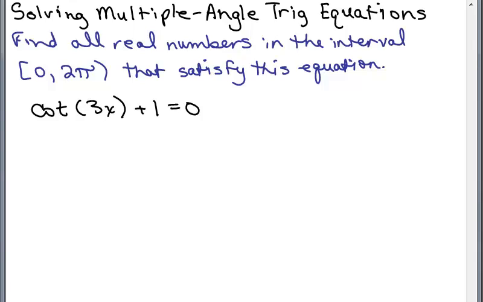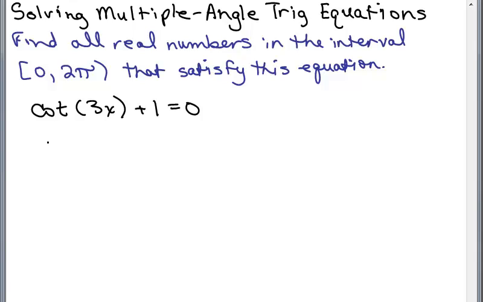We're going to solve this multiple angle trig equation in this video. Find all real numbers in the interval 0 to 2 pi that satisfy this equation: cotangent of 3x plus 1 equals 0. So we're not looking for x in degrees, we're looking for x in radians or real numbers.